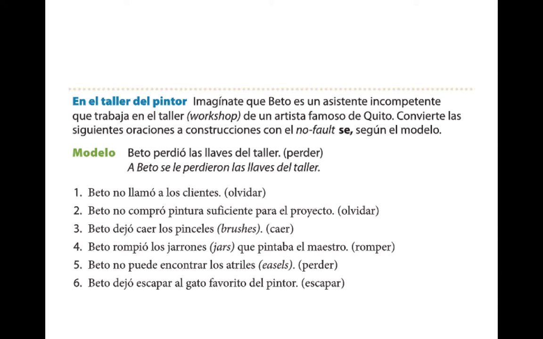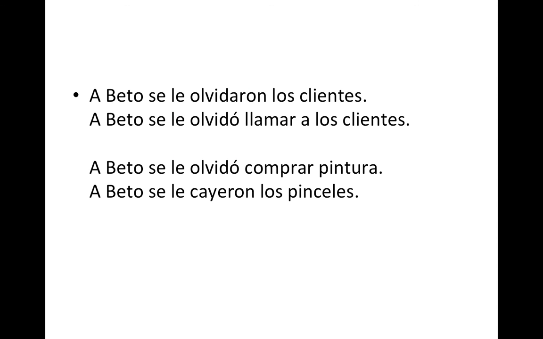Beto dejó caer los pinceles. He let the brushes fall. And so you have to use the verb caer, to fall. A Beto se le cayeron los pinceles. A Beto se le. You see how all of these sentences have the same beginning? A Beto se le. Because Beto is the victim. So we're doubling it. And SE will never change. A Beto se le cayeron los pinceles. Cayeron is conjugated in the plural form because pinceles is plural. Beto is not the subject of this sentence. He's the victim. It happened to him. He is the indirect object, we call it.